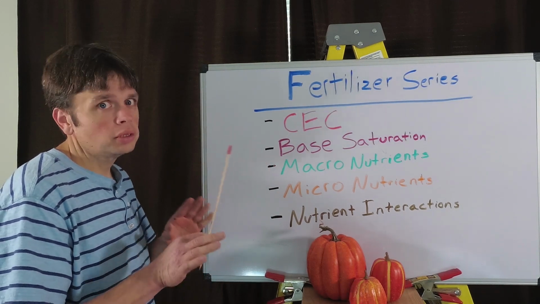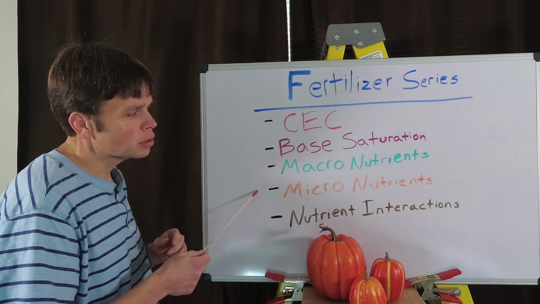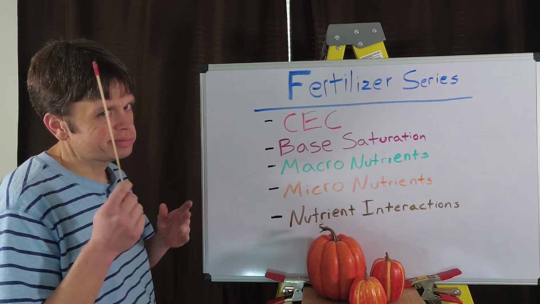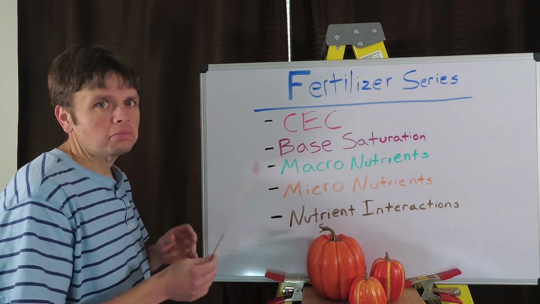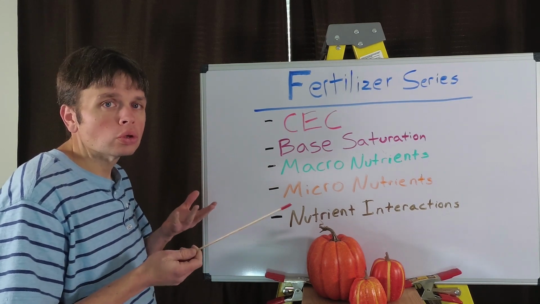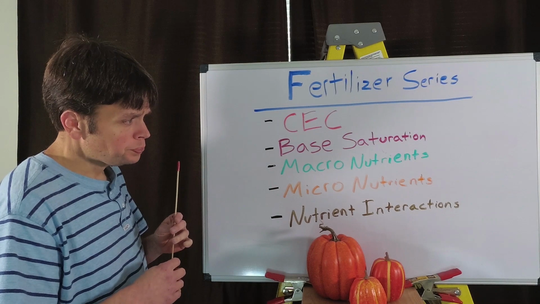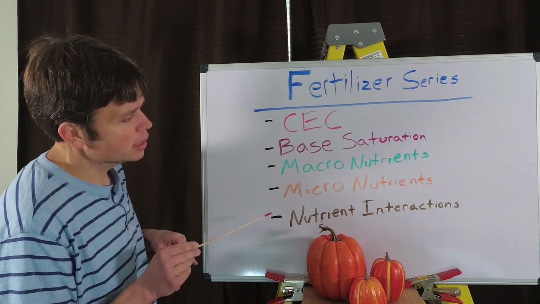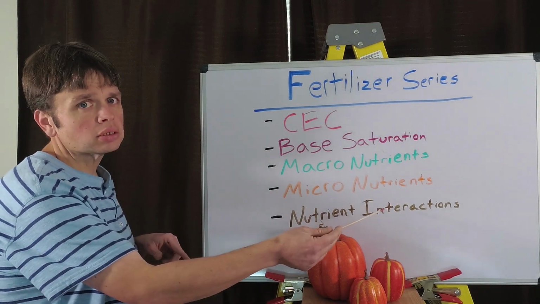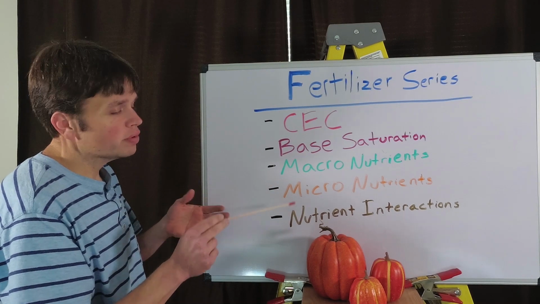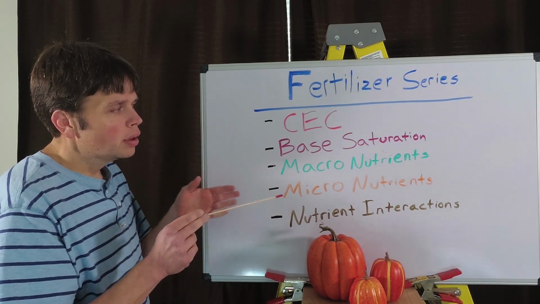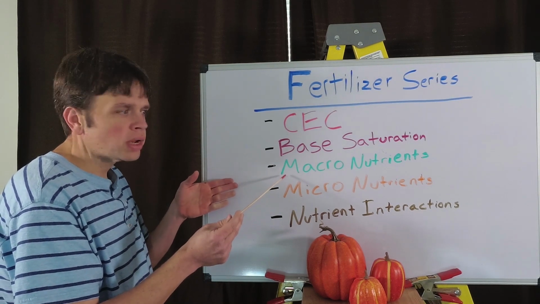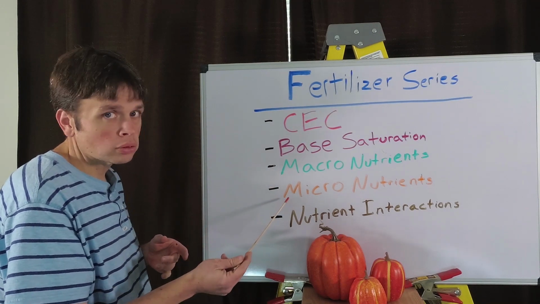And then once we cover all that, we'll move on to the micronutrients, which there's quite a few, so it's not all up here. But we'll cover that. We'll learn what they also do for our plants. And then this last topic right here, the nutrient interactions, I may or may not have a separate episode on that, or I may integrate it with each topic that I talk about with the macros and the micronutrients.